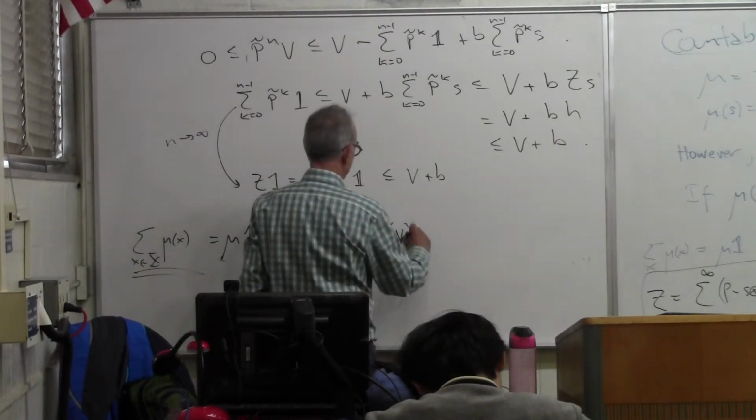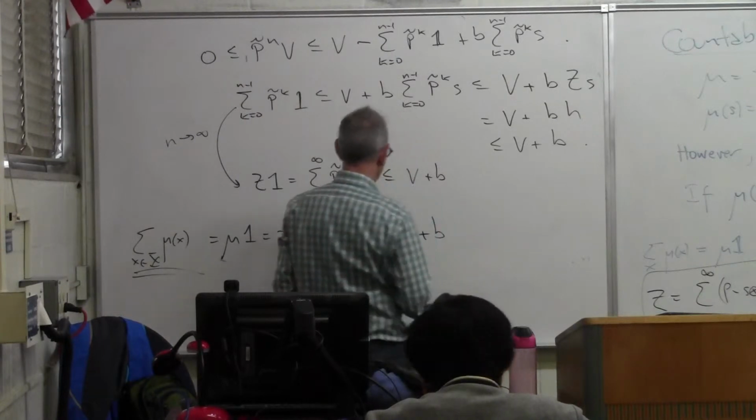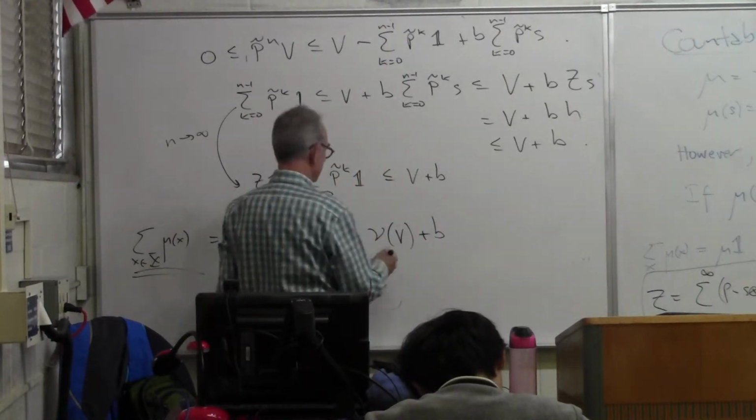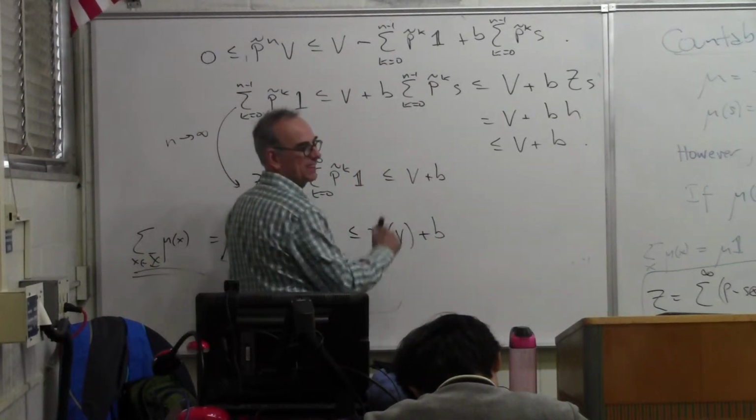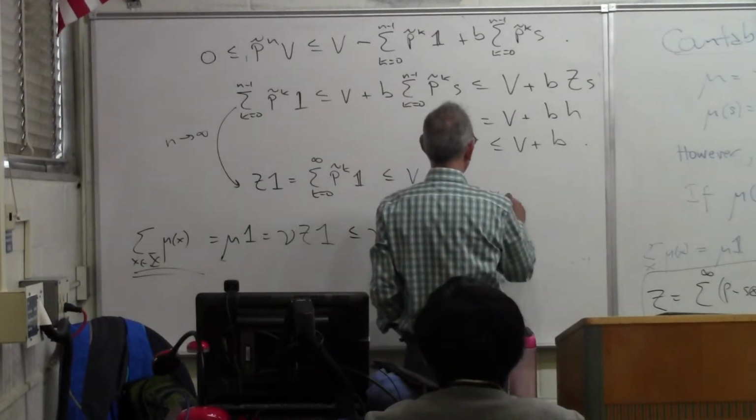And I'll use that. I mean, nu of v is a dot product. I could write nu v if you like. Same thing. Nu of v is a dot product.